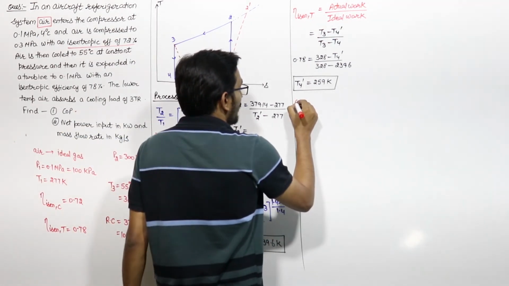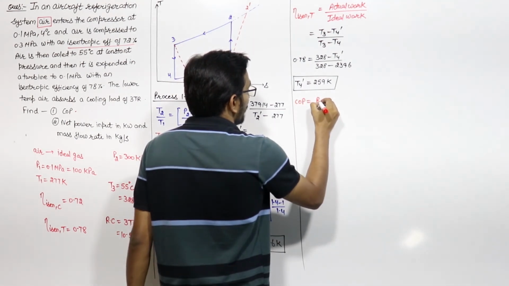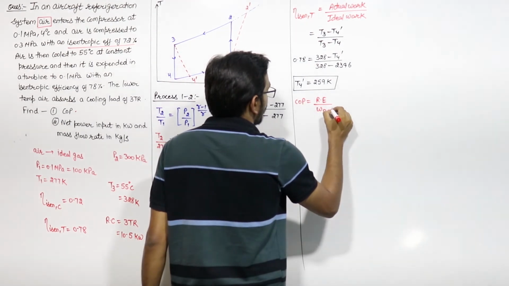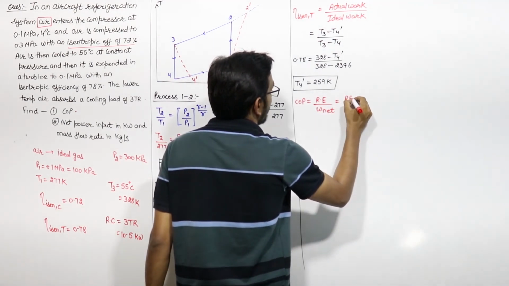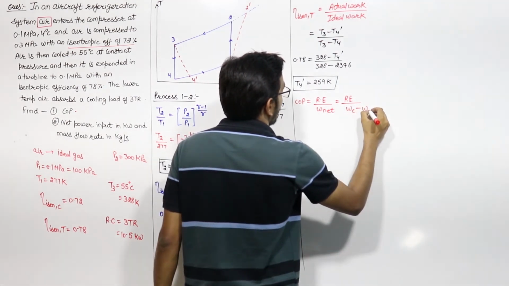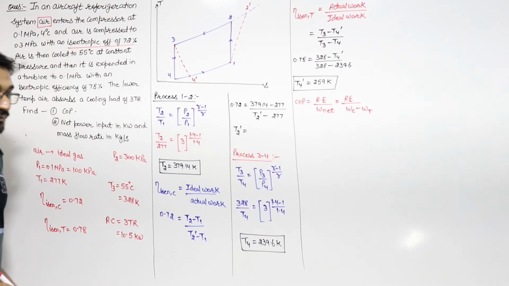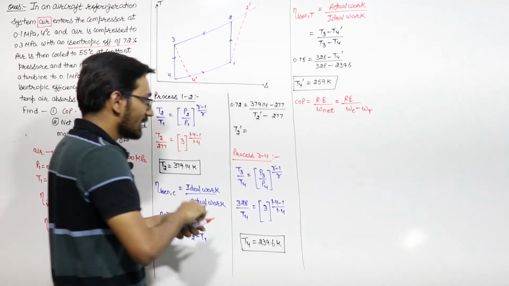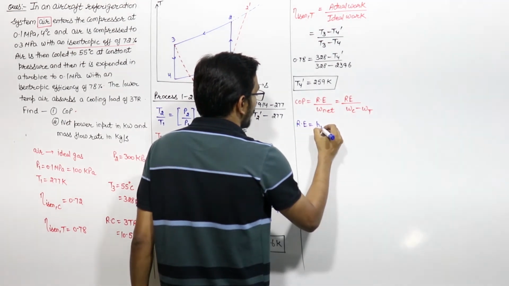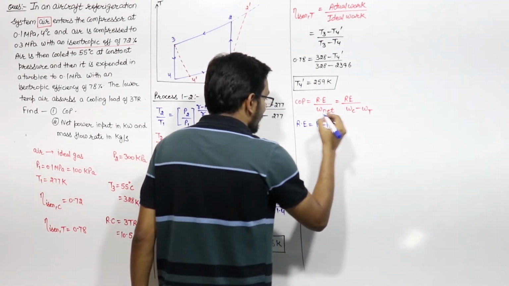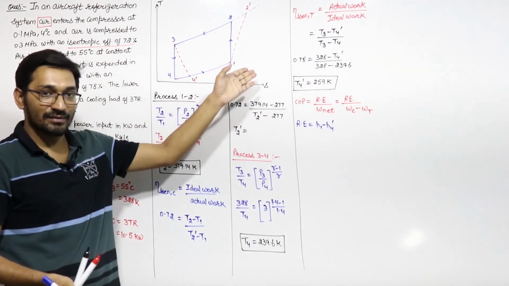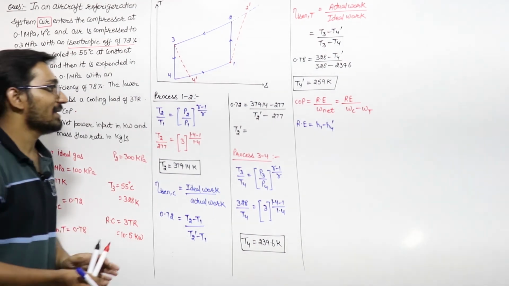So COP will be equal to, we know COP will be equal to refrigeration effect upon net work done. This will be equal to refrigeration effect upon work required by the compressor minus work produced by the turbine. So let us find one by one. What is the refrigeration effect? In this, refrigeration effect will be equal to H1 minus H4 dash. Not H1 minus H4. Actual process is 4 dash to 1. So this is H1 minus H4 dash.